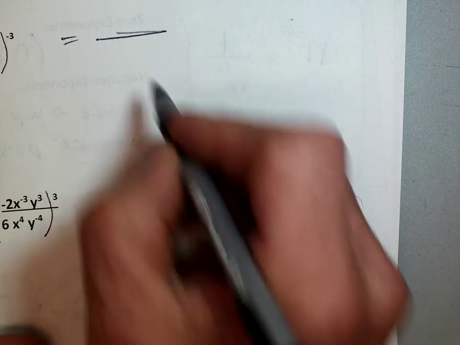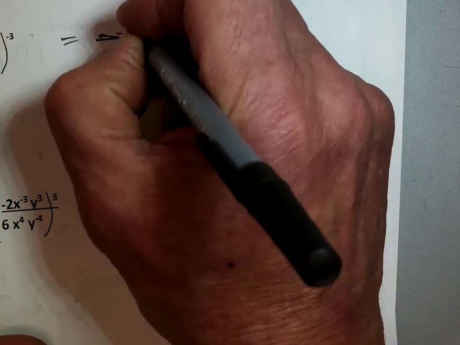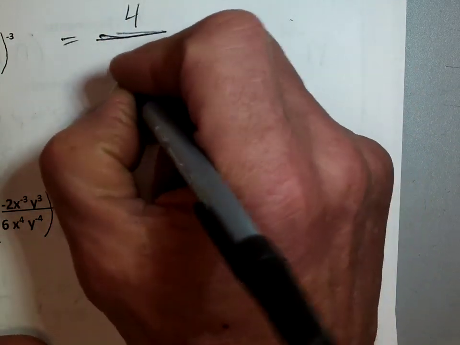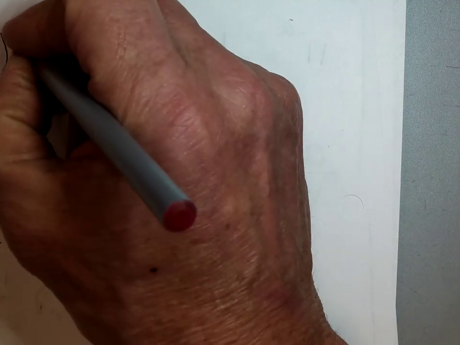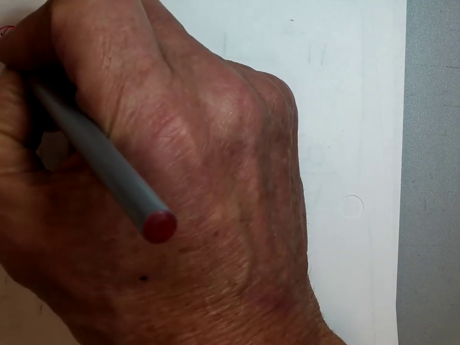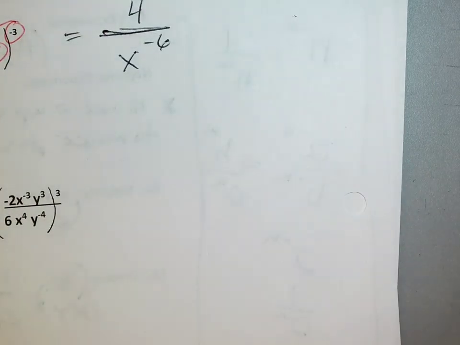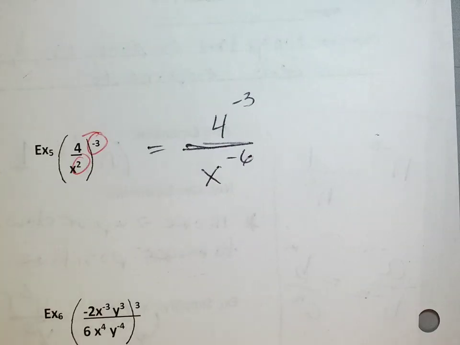So I'm going to do this in 2 ways. I'm going to make it first 4 to the negative 3 over x to the negative 6. What I did is I brought the negative exponent into both. And again, right here, this has an invisible exponent, an invisible 1. You agree with that? So you multiply the exponent, you get 4 to the negative 3. Multiply these exponents, you get negative 6.